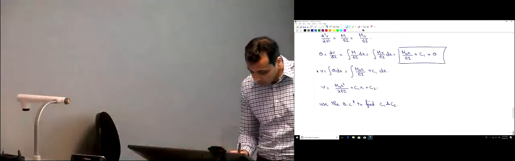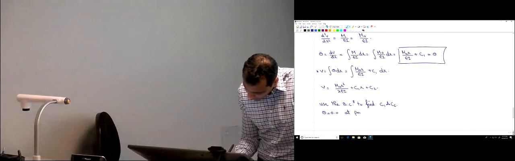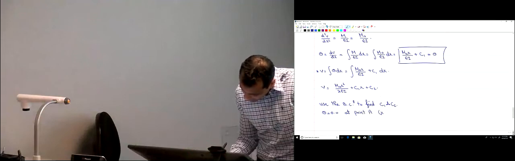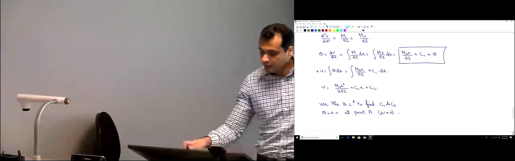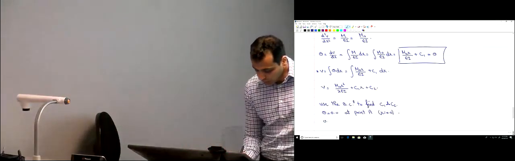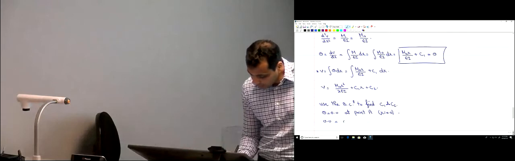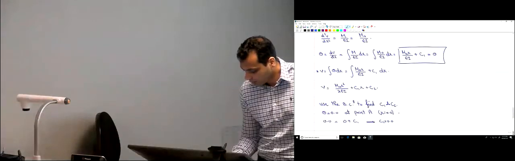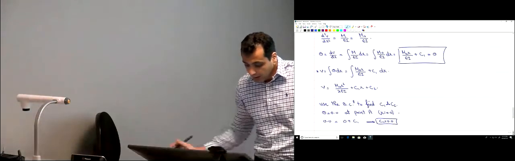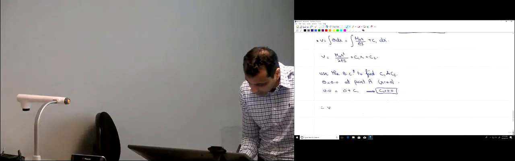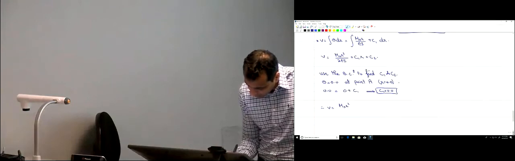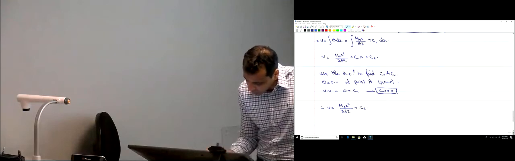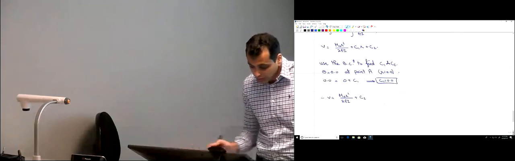So let's put the first condition here. Theta is equal to 0 at point A, where x is equal to 0. So I'm just, where's the equation for theta? This is the equation for theta. So just put theta equal to 0 and put x equal to 0 plus C1. So C1 is equal to 0. So that's the first constant. And then now, therefore, V, the deflection, is M naught x squared divided by 2EI plus C1, which is 0. So it's just C2.